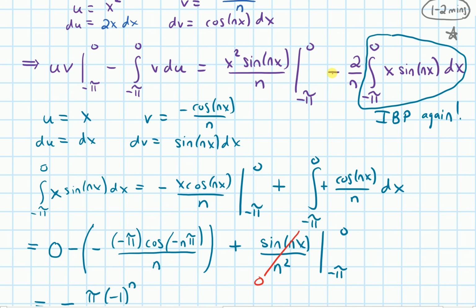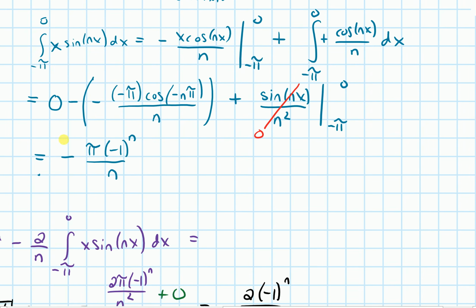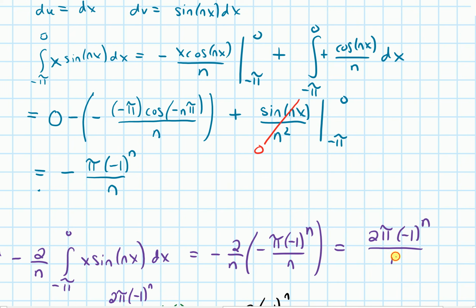We need to now multiply that by negative 2 over n. So let's do that next. So multiplying this by negative 2 over n, we are going to get negative 2 over n times the formula that we just got for the integral, which was negative pi times negative 1 to the n over n. So multiplying this out, the negative times the negative becomes a positive. So we get 2 pi negative 1 to the n over n squared.